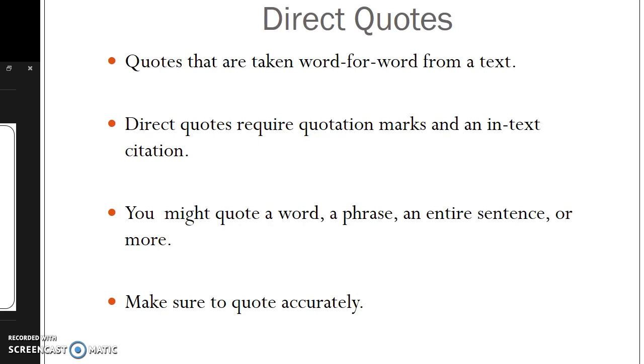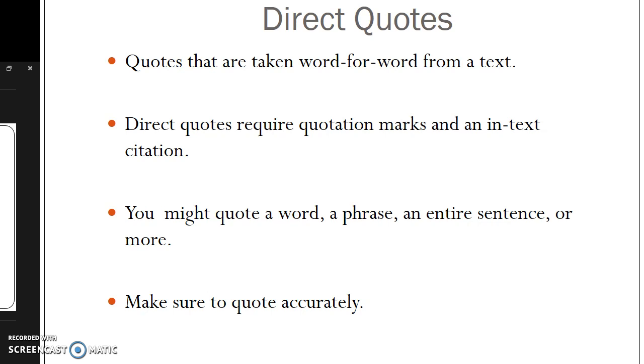When I say direct quotes, what I'm referring to is something that's taken word for word from a text or an article. And anytime you use a direct quote, you have to use quotation marks and then an in-text citation. Remember, in-text citations are the ones that come in parentheses. They're also called parenthetical citations, and the in-text citation comes right after the quote when you're using it with a quotation. What you quote is up to you. You might quote a single word, you might quote a phrase, an entire sentence.